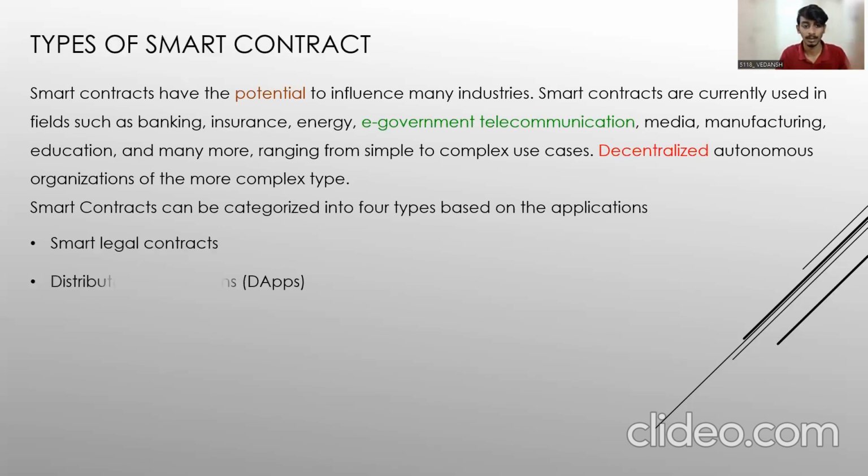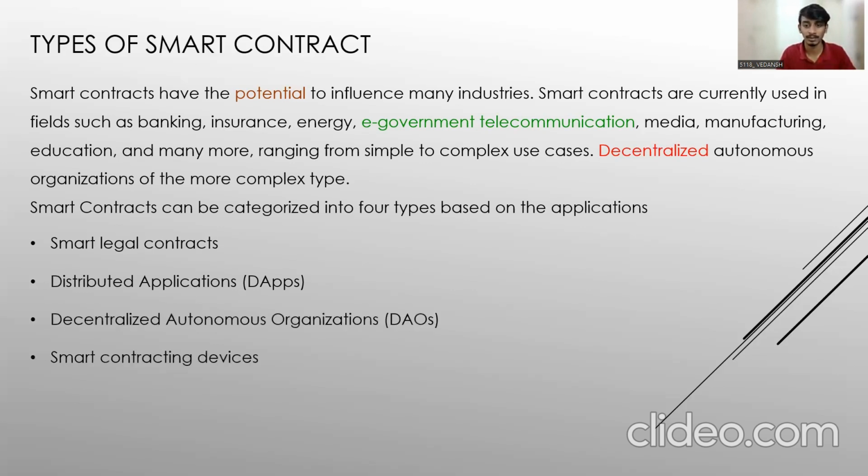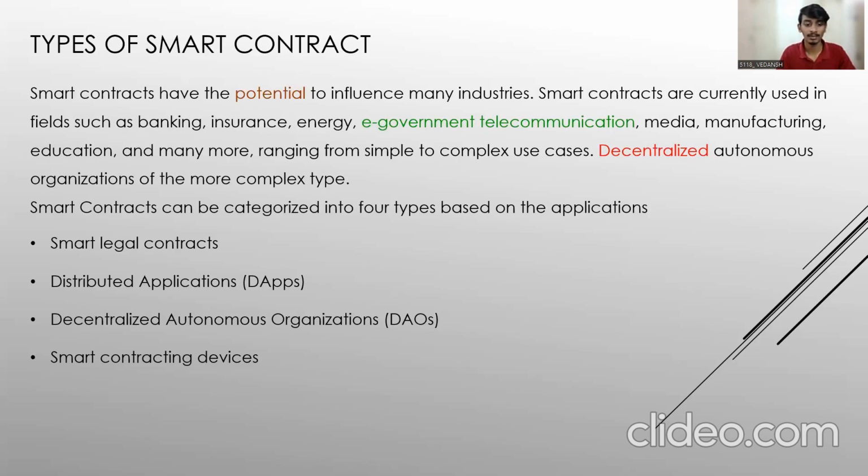Smart contract is a technology which is widely used in many industries for various users. Since they have various users, different industries use different types of smart contracts, with different uses for them. Based on the application, smart contracts are divided into four types: smart legal contracts, distributed applications also called DApps, decentralized autonomous organizations DAOs, and smart contracting devices.